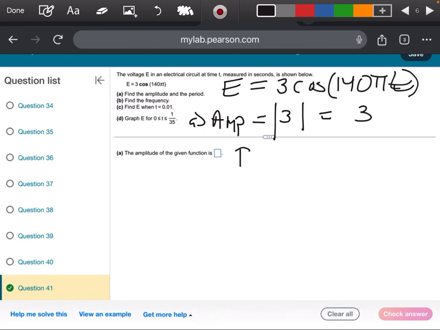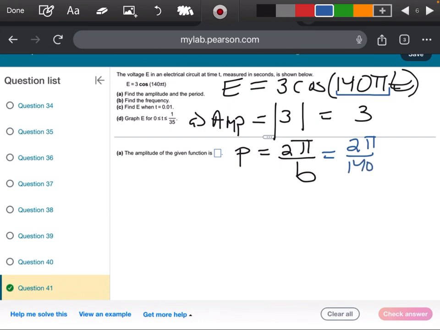So y'all, if you remember, the period is always equal to 2 pi over b. And in our problem, y'all, this coefficient of the t term is what my b is equal to. So we're going to say that's 2 pi over 140 pi. We can cancel out the pi's, and we can reduce 2 and 140 to 1 over 70. So there's our period, okay?